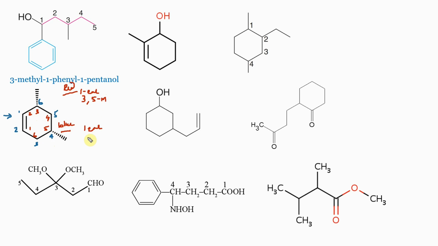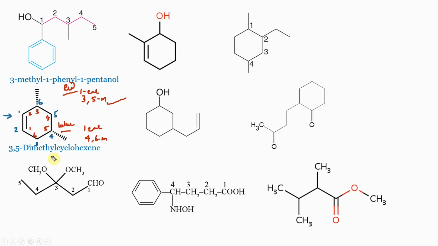Going in blue, 4 methyl and 6 methyl. Obviously lowest locants, low control. So this is the one that I am going to do. Correct? 3,5 dimethyl cyclohexane.